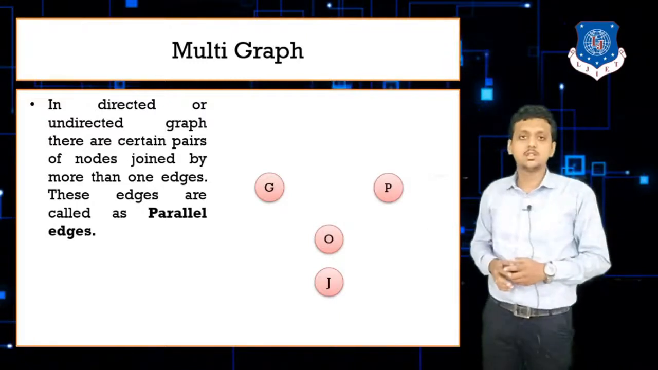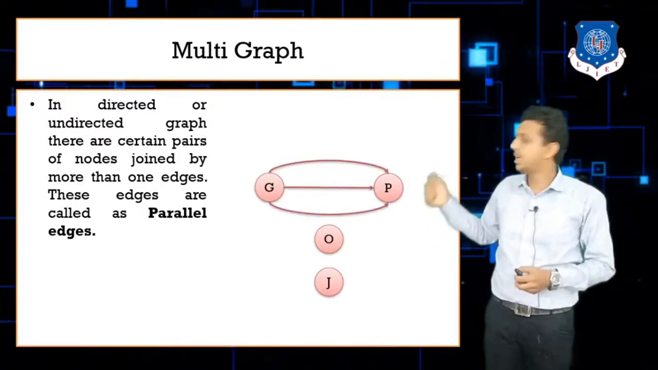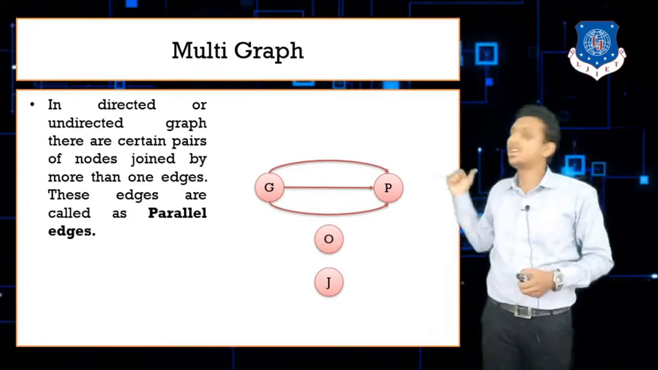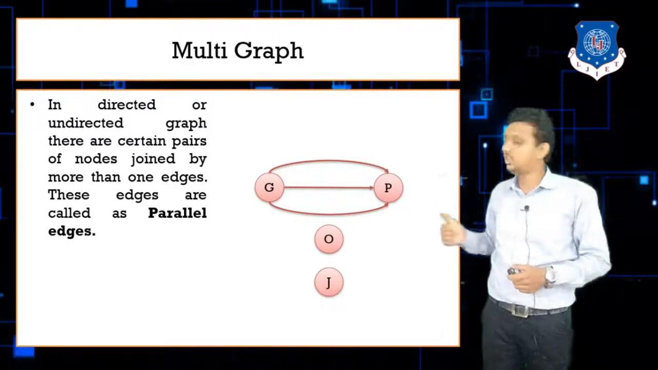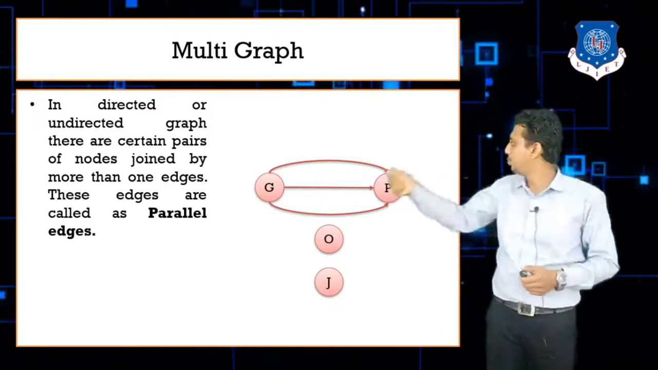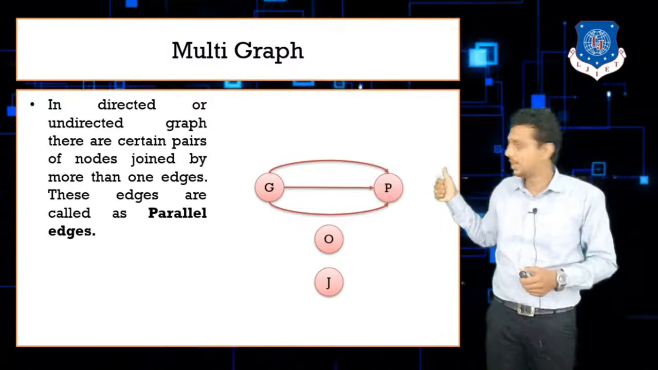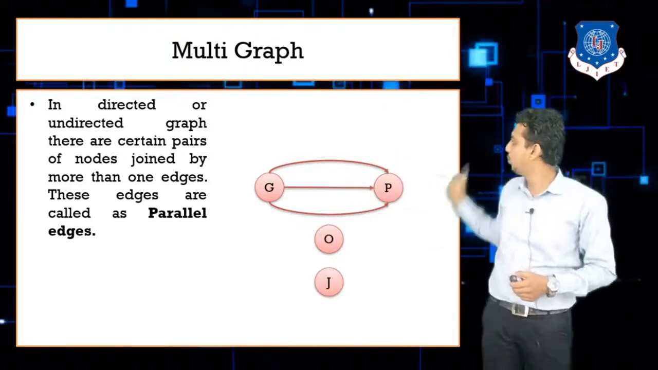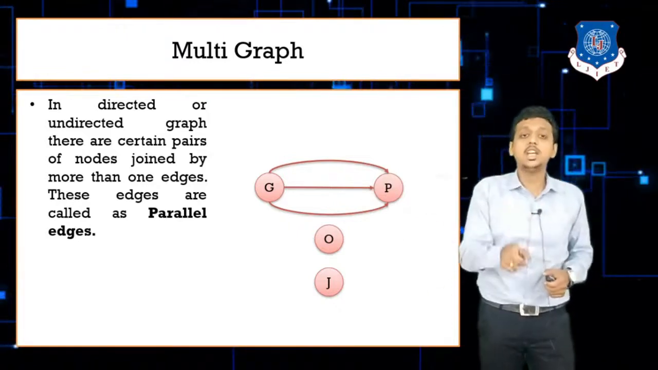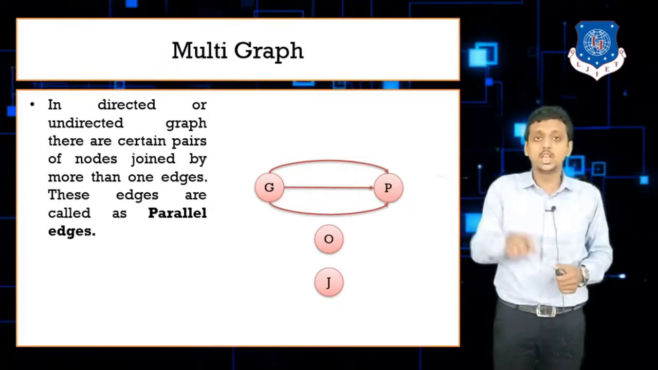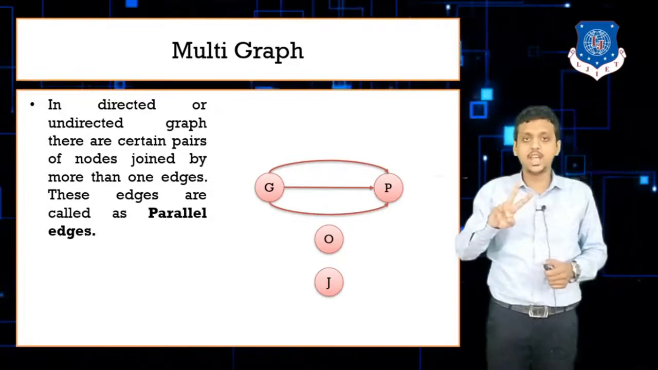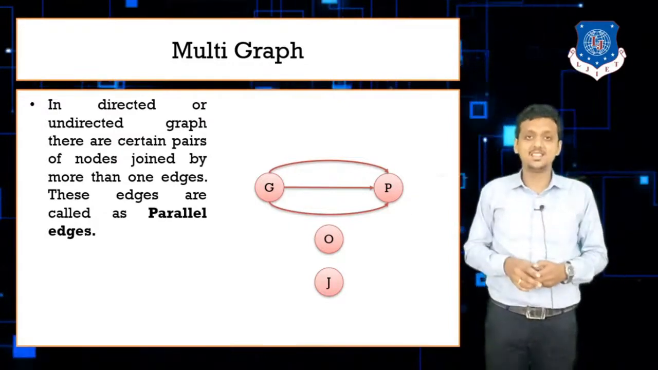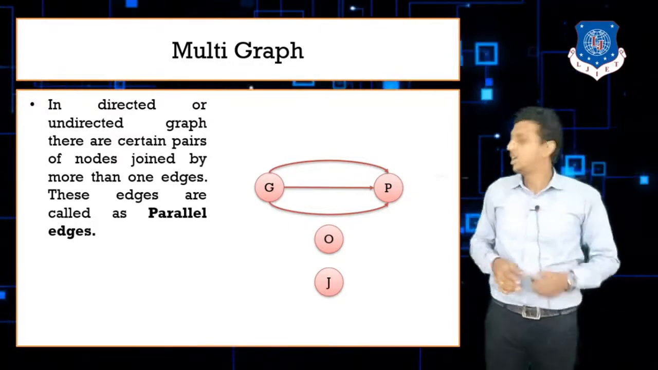So I'm just taking these nodes. See, here G and P, this is a directed graph because directions are there. So G and P are connected with each other with how many edges? First G to P, one direction. Now next another direction, G to P. Third direction, G to P. So here G and P are both connected with each other with more than one edge. These edges are known as parallel edges. Now let me show you another example.